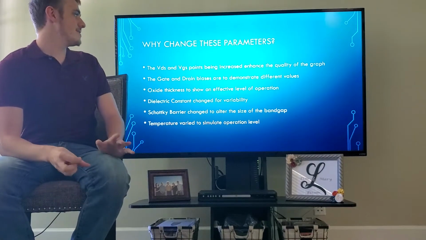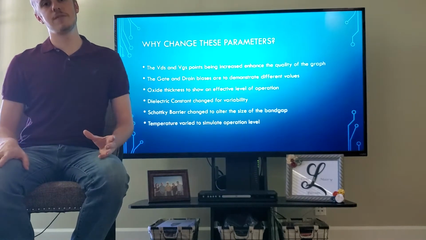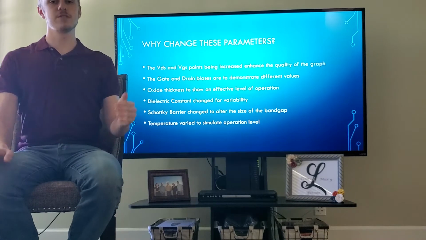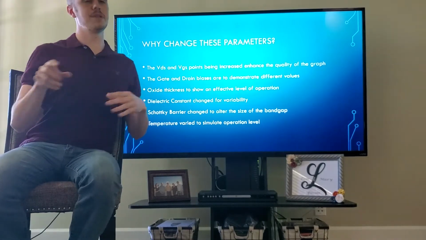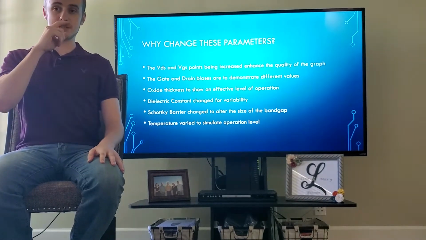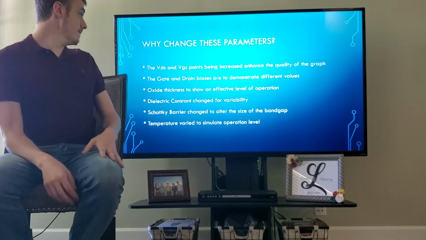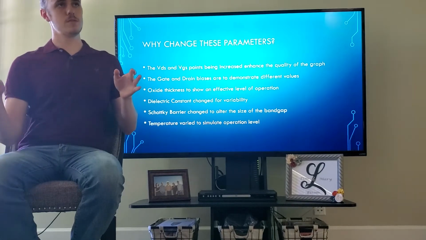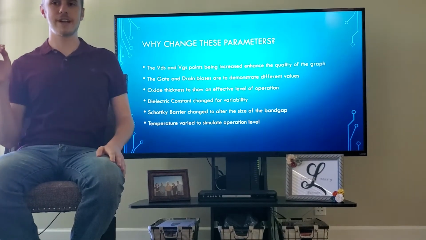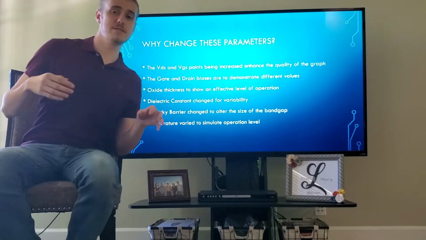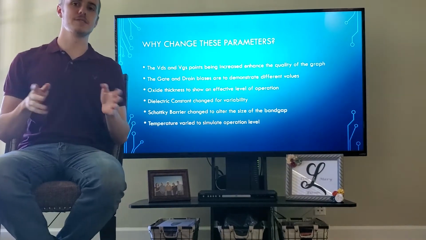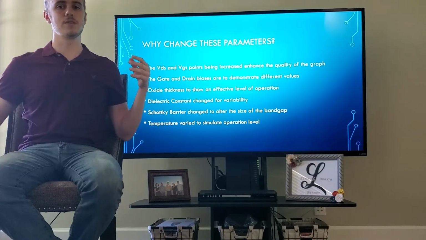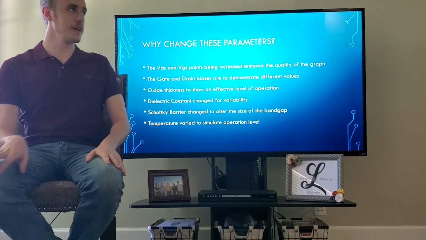The gate and drain biases were to demonstrate the different values of what the transistor may see if it's in a circuit design. So those were in different places for different values of voltages to see what it would be. The oxide thickness was to show in design what would be more effective or what is not needed, because it's all about cost versus effectiveness, to see if you don't need as much oxide, you can cut back on that and save some money.